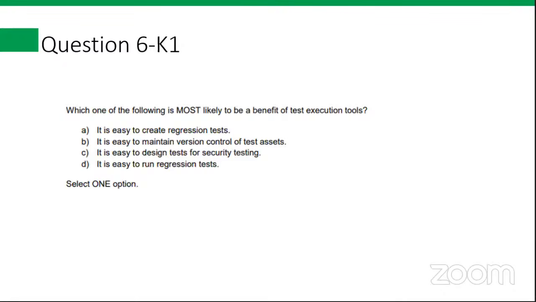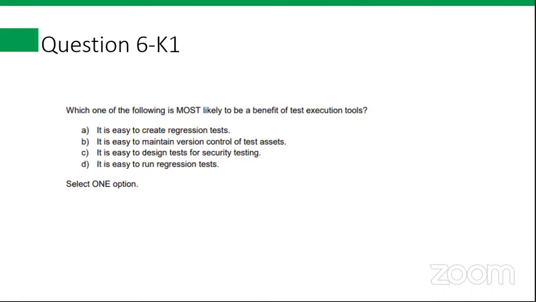And if you see option B, it is easy to maintain version control of test assets. What is doing the version control is actually the configuration management tools. It's not the test execution tool that goes in for the version control. Then you have option C. It is easy to design tests for security testing. Security testing is a specialized tool that is being used for security testing. You cannot generalize it as a test execution tool. So that's why option C is also not coming into the picture.